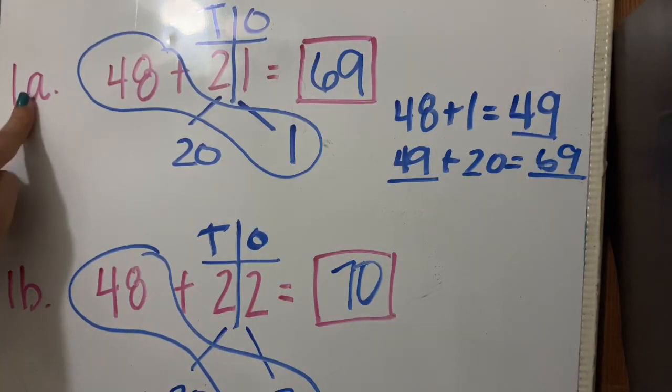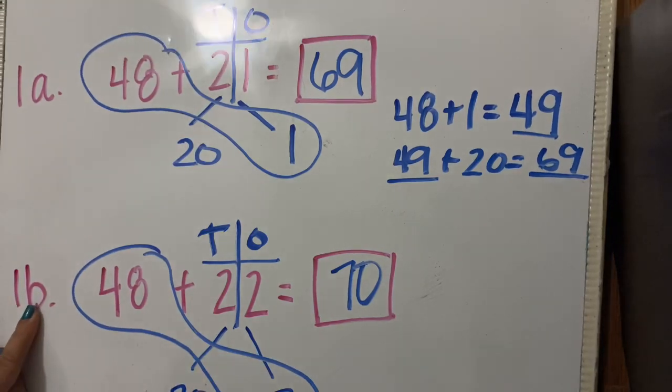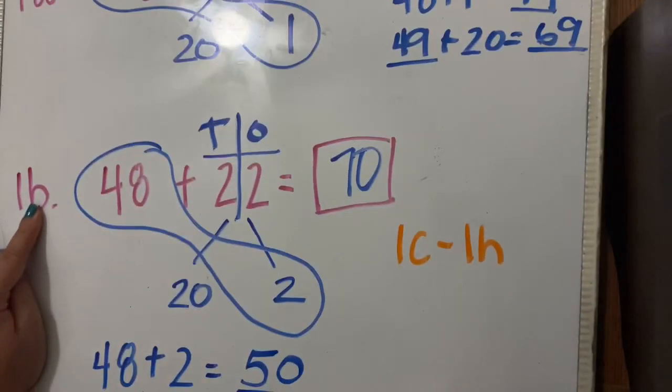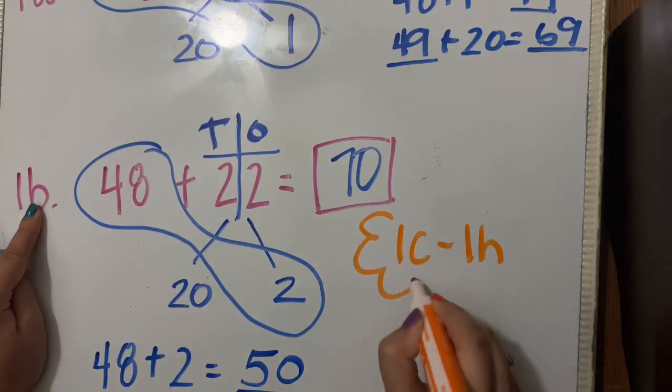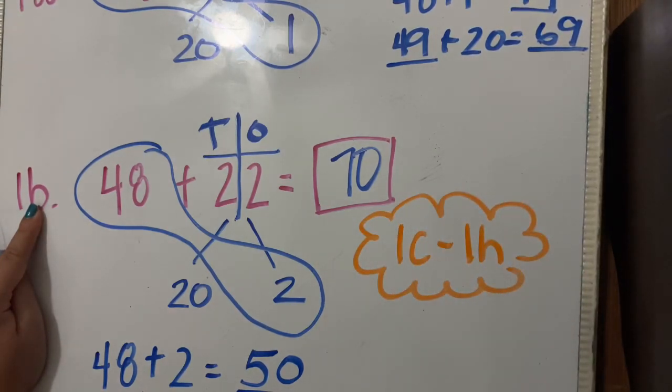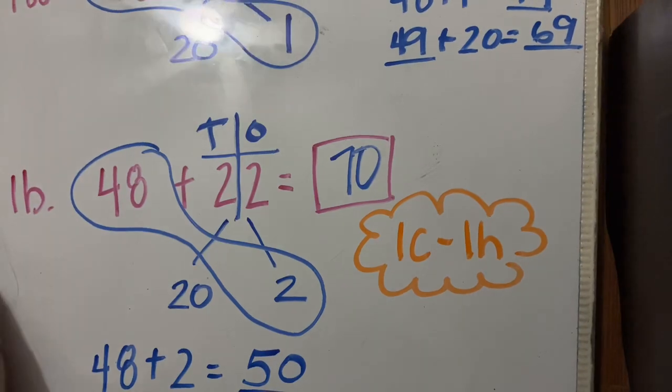Okay, so 1A and 1B were worked out together with you all. So y'all are going to be responsible for doing 1C through 1H on your problem set. So that's the last, I think, 6 problems on your problem set today.